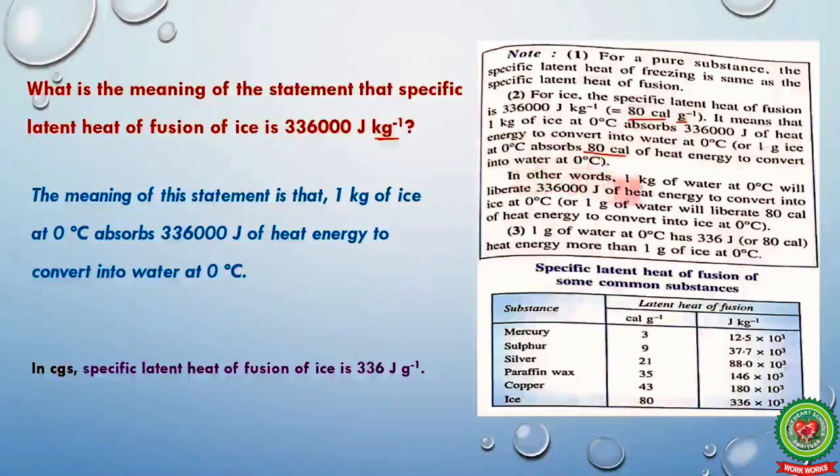In other words, 1 kilogram of water at 0 degrees Celsius will liberate 3,36,000 joule of heat energy to convert into ice at 0 degrees Celsius, or 1 gram of water will liberate 80 calorie of heat energy to convert into ice at 0 degrees Celsius. Note number 3. 1 gram of water at 0 degrees Celsius has 336 joule or 80 calorie heat energy more than 1 gram of ice at 0 degrees Celsius, because 1 gram of ice requires 336 joule of heat energy to convert into water at 0 degrees Celsius. Alright. Now, specific latent heat of fusion of some common substances.